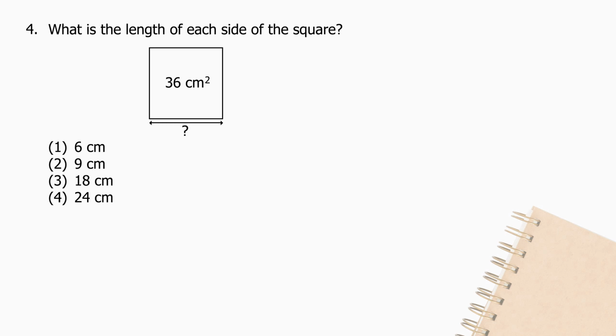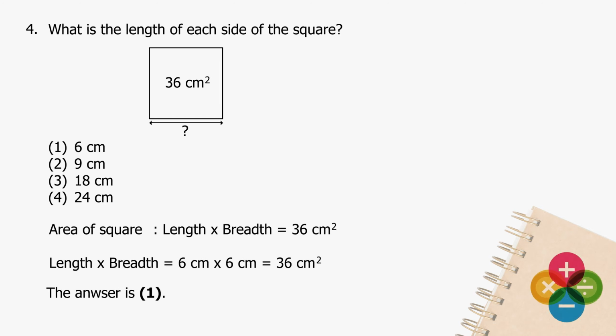Question 4. What is the length of each side of the square? Area of square will be the length multiplied by the breadth, which is 36 cm squared. The length and breadth will be the same for a square. Therefore the length and breadth will be 6 cm. The answer is 1.